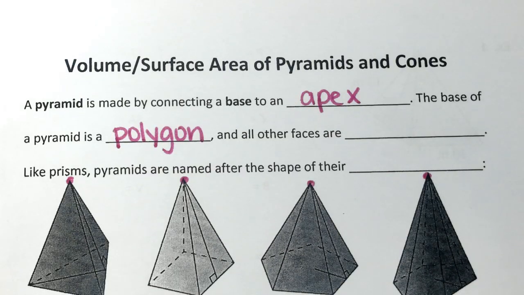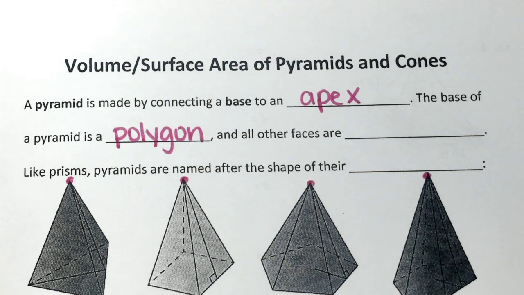We are going to mostly deal with regular bases, meaning equilateral triangles, squares, regular pentagons, hexagons, things like that. There are rectangular pyramids. If we have a rectangular pyramid, we will only be finding the volume. We will not be finding surface area of anything that is not regular in this class.